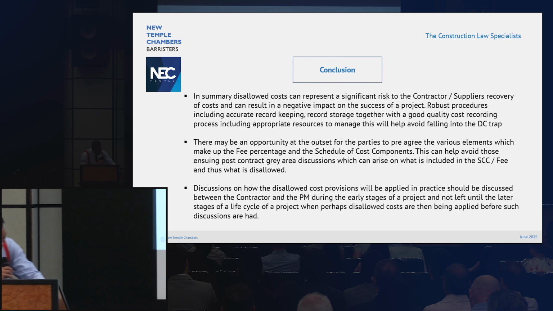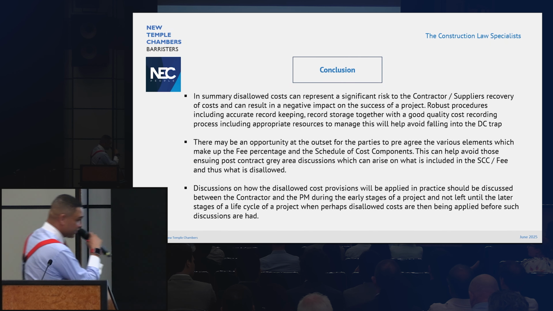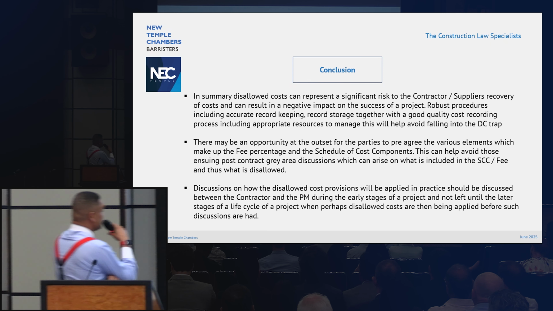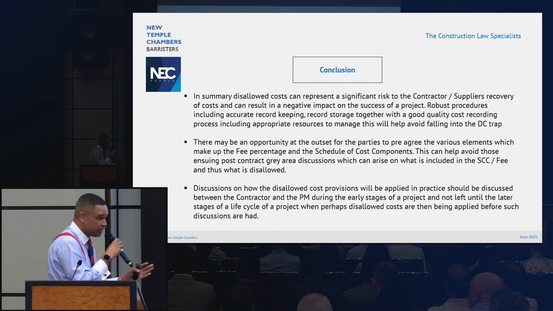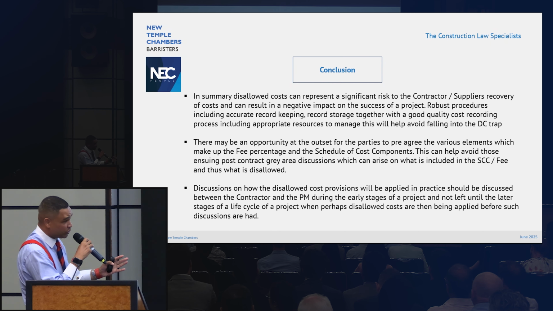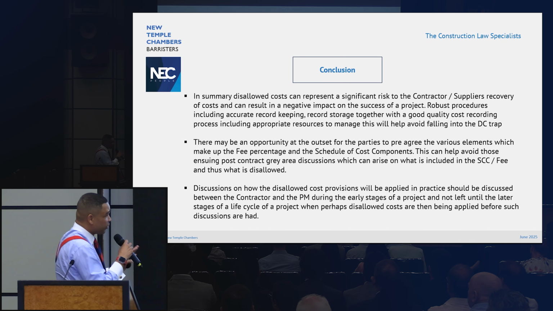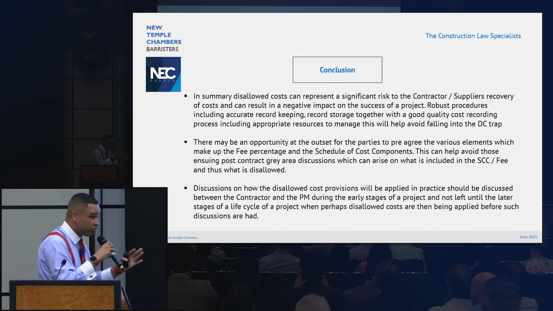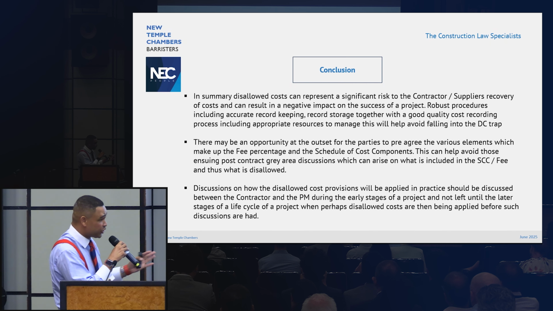To summarise, disallowed costs represent a significant risk to contractors. What's required is robust systems in place. Accurate recording has been mentioned throughout the day. Records. It's absolutely fundamental in terms of challenging disallowed costs to ensure that you've got robust records in place. There's various software and others who have been here today speaking about what systems could be put in place and should be put in place.